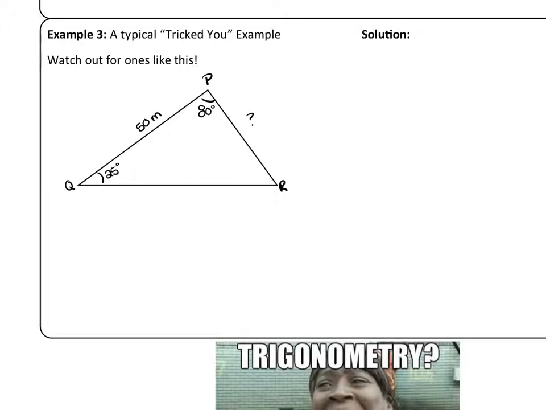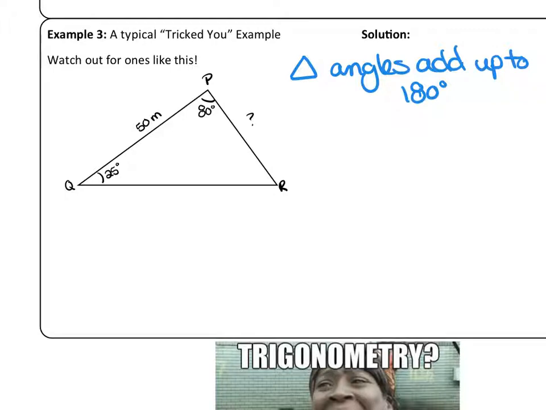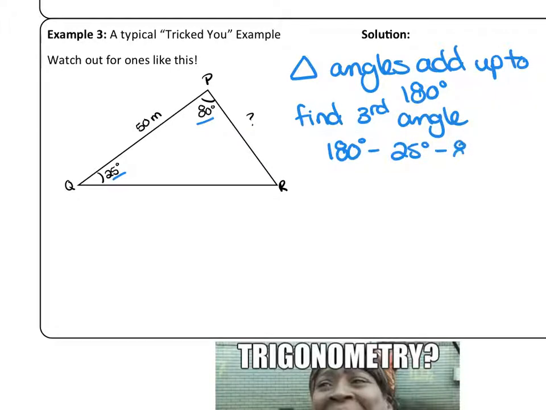But be careful of these, because what was that one relationship I taught you about angles in a triangle? I said that angles add up to 180 degrees. Now, because we have two of the angles, this one and this one, we can very easily find that third angle. So be careful of these ones. You're going to find the third angle. So 180 minus 25 minus 80. And that's 75 degrees. So be careful of these, because they pop up and they try to trick you.